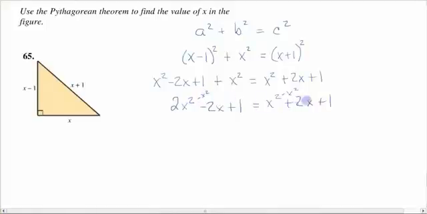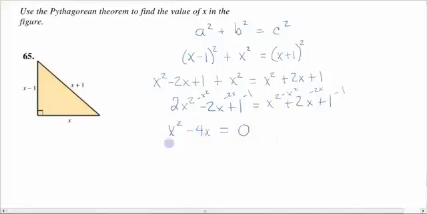And I'm going to subtract 2x. And I'm going to subtract 1. So I get 2x squared minus x squared is just 1x squared. Negative 2x minus 2x is minus 4x. And 1 minus 1 is gone, just 0. Equals, everything on this side has gone away. So we have the 0.